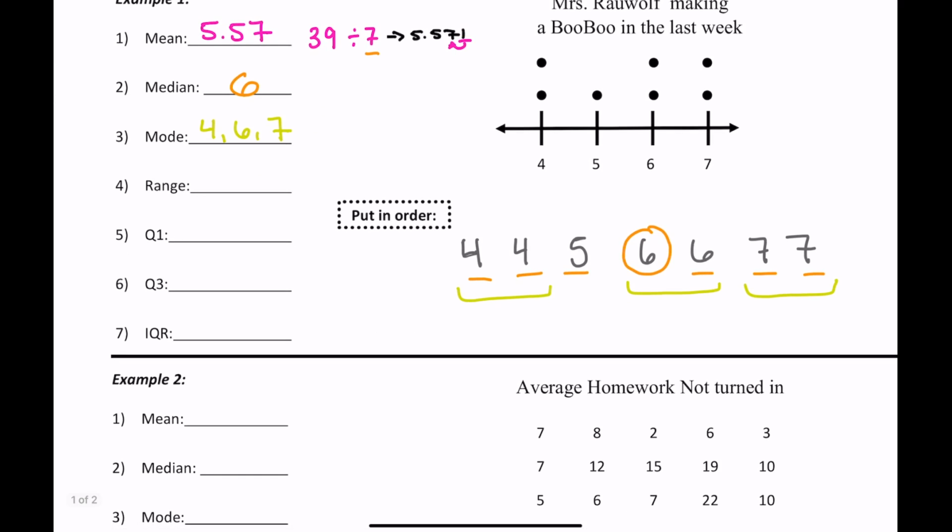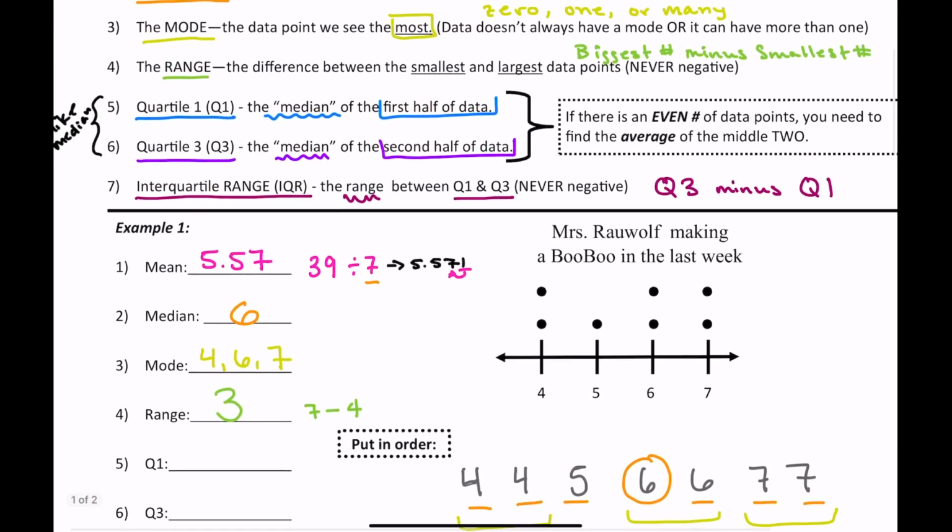Next up, we got the range. So I think I have green up next. So the range is my biggest number minus my smallest number, so 7 minus 4. So my range here is a 3.